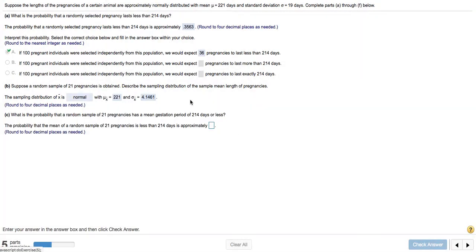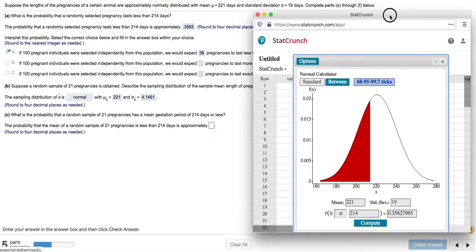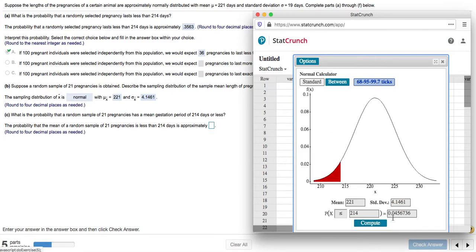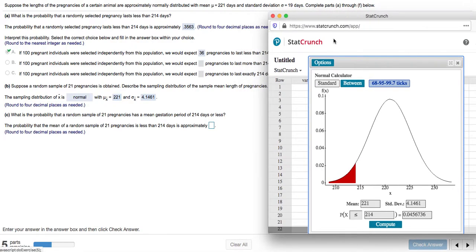Okay, great. With this information, we can now use StatCrunch to figure out the probability that the mean of these pregnancies will last less than 214 days. So we're going to go to StatCrunch. I'm going to leave the mean alone, but for the standard deviation, I'm going to put in 4.1461. I'm going to leave the less than and the 214 alone. And if I click compute, this is the new probability. If I round that to 4 decimal places, you get 0.0457.